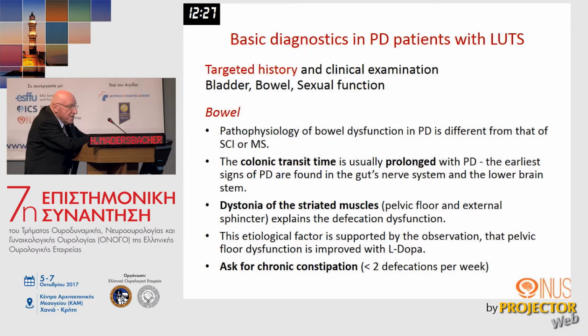Well, you also have to ask about bowels. Why? The pathophysiology of bowel dysfunction in PD is somewhat different from that of spinal cord injury or multiple sclerosis. Firstly, you have to realize that colonic transit time is usually prolonged with PD. And it's interesting that the earliest signs of PD are found not only in the lower brainstem, but also in the gut nervous system. Secondly, they have dystonia of the striated muscle, which explains defecation dysfunction.